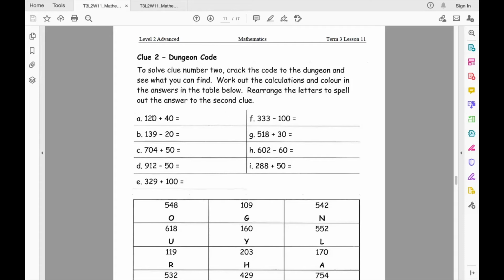Now, I want you to have a try at the first 3. So solving these, adding or taking away. Maybe get some scrap paper or working out paper to try and work it out. After you've had a try, pause the video, have a try, and then unpause the video. We're going to go through the answers for the first 3, just to double check that you understand how to do this question.